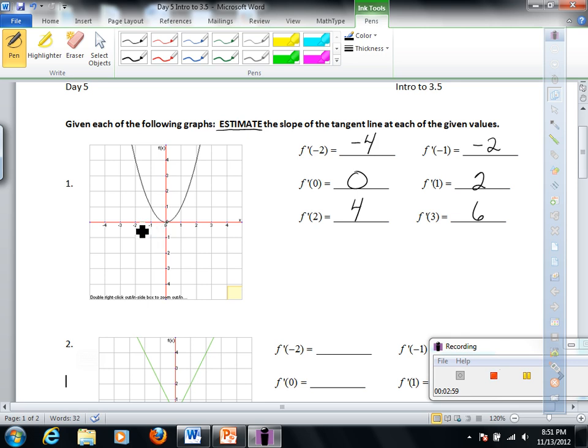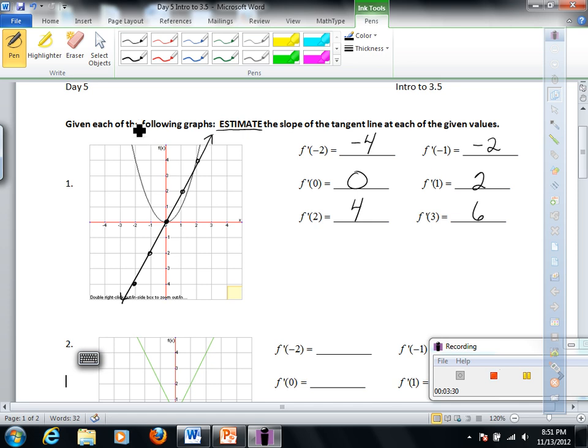I'm going to plot the point -2, -4. I'm going to plot the point 0, 0. I'm going to plot the point 2, 4. I'm going to plot the point -1, -2, and 1, 2. I'm going to connect this, and the graph that I'm drawing right now is what I think the derivative is going to be. I'm going to point out a couple of things that will aid us as we go.